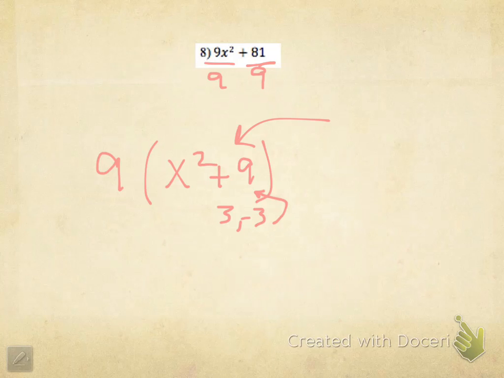So is this prime? No. Okay, it's not prime because you had a GCF. You're still able to factor something out. Okay, if it would have just been x squared plus 9, then it would have been prime because nothing would have been factored. But since you were able to still pull something out of it, that 9, my answer is just this.